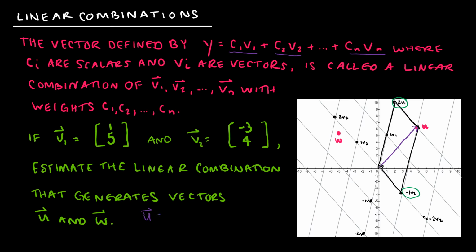So vector u is generated by taking 2 v1s plus -1 v2. So I'm going to write minus because it's the same. And that is what vector u would be: 2 v1s minus v2.